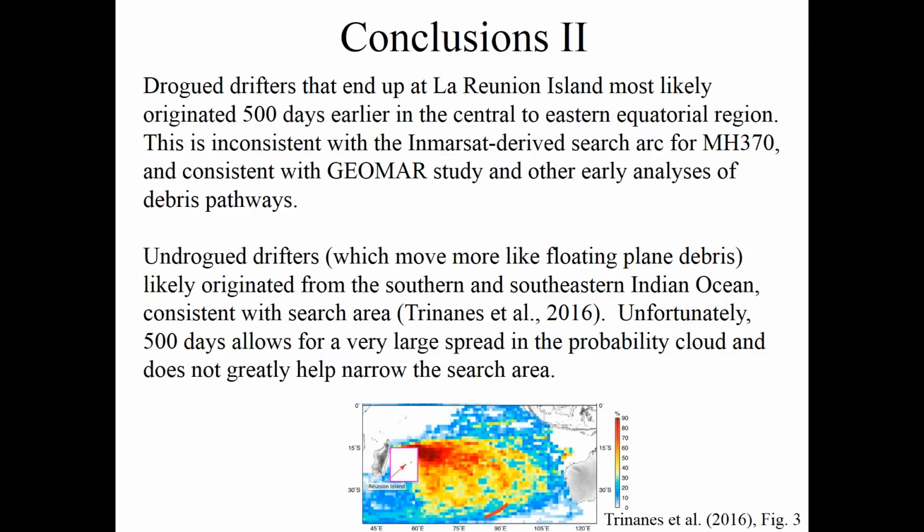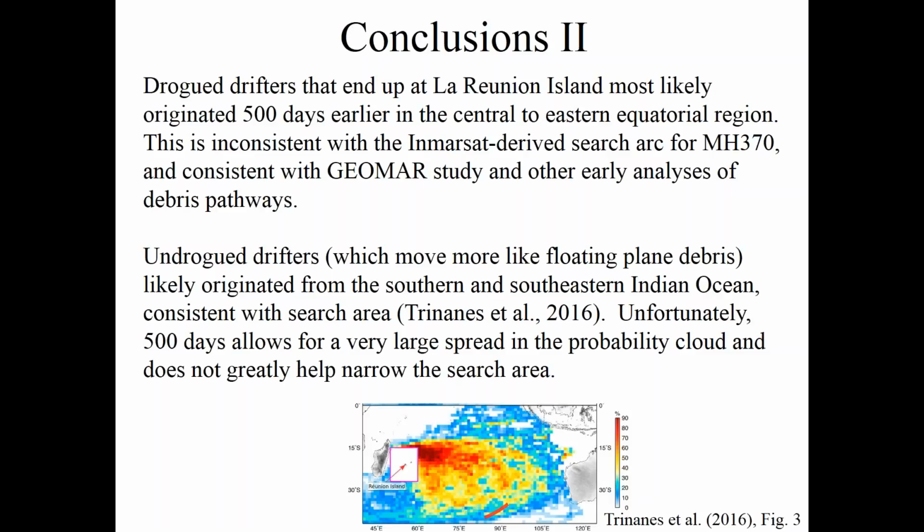Drogue drifters that end up at La Réunion most likely originated from the central or eastern equatorial Indian Ocean, very far from the search area indicated by the Inmarsat fixes. However, as Trajectories et al. concluded in their 2016 paper, undrogued drifters indicate something very different, completely consistent with a 500-day propagation from the most likely crash site to where that debris washed up in the right amount of time.